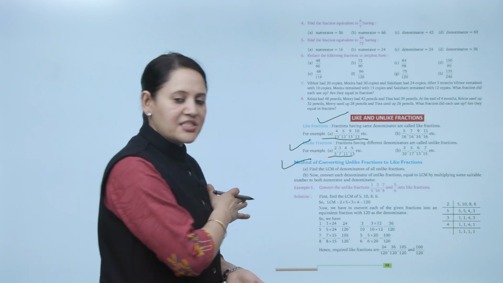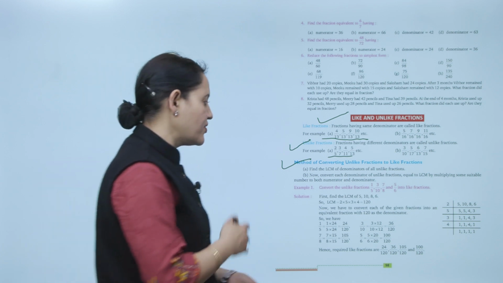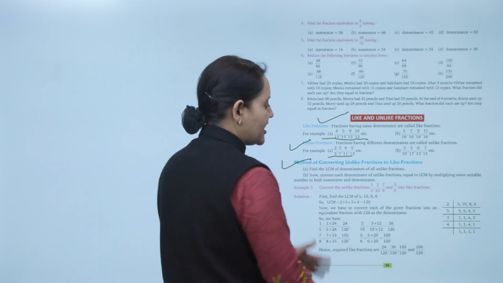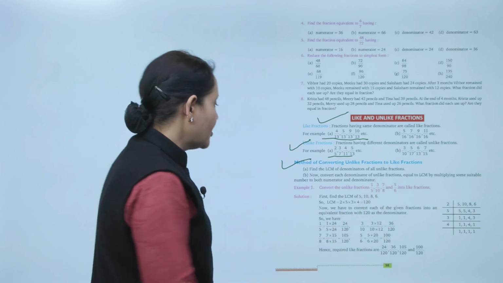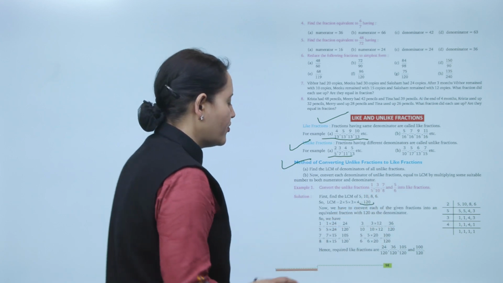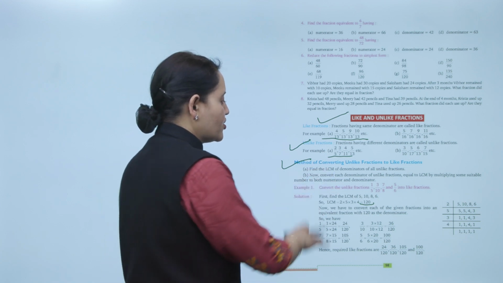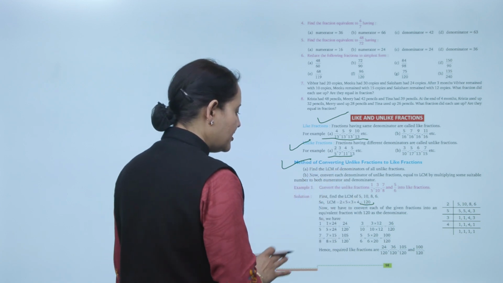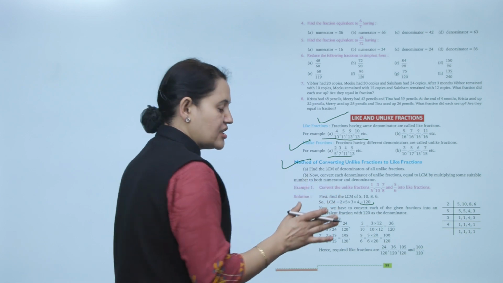All these are unlike fraction because denominator are different. So first we'll take the LCM of denominator. 5, 10, 8 and 6 का LCM लेंगे by prime factorization. So LCM is 120. Now what we'll do? First fraction is 1/5. So what we'll do? We'll divide 120 by 5. Clear? And that quotient is 24.